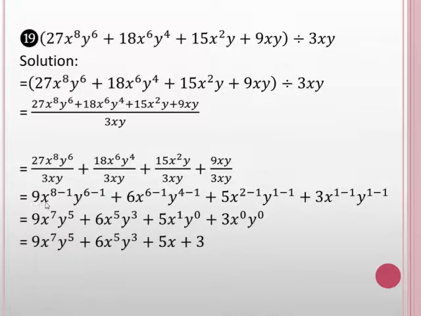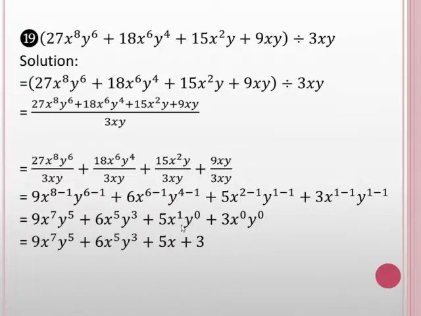We get the 9, 8. Here we apply the law of power of quotient. It means that 8x exponent 8 minus 1, y exponent 6 minus 1. Here we have 6, x exponent 6 minus 1, y exponent 4 minus 1, plus 5, x exponent 2 minus 1, y having the exponent 1 minus 1, plus 3, x exponent 1 minus 1, and y exponent 1 minus 1. So we get 9x^7y^5 plus 6x^5y^3 plus 5x^1y^0 plus 3x^0y^0.